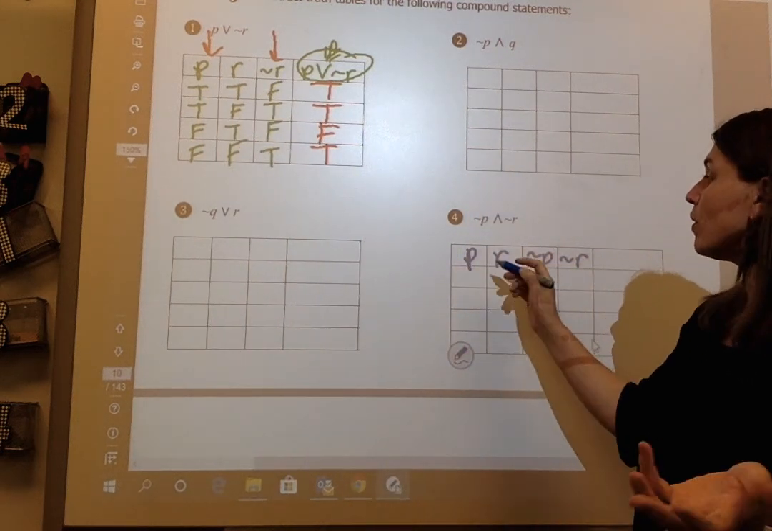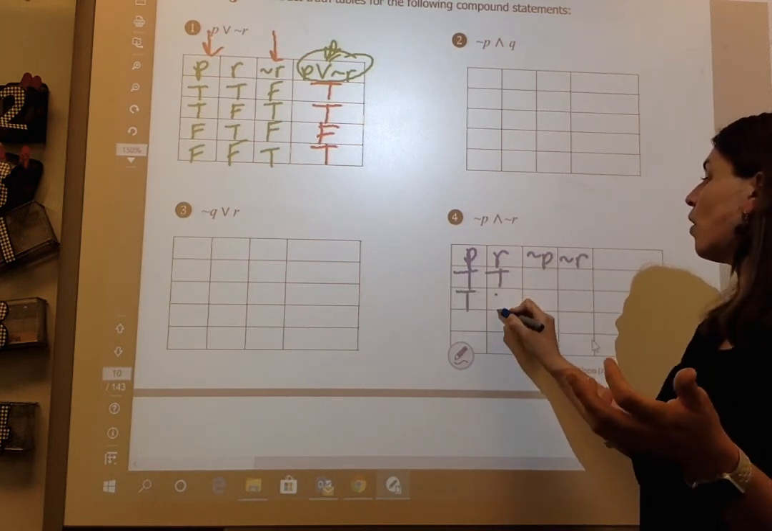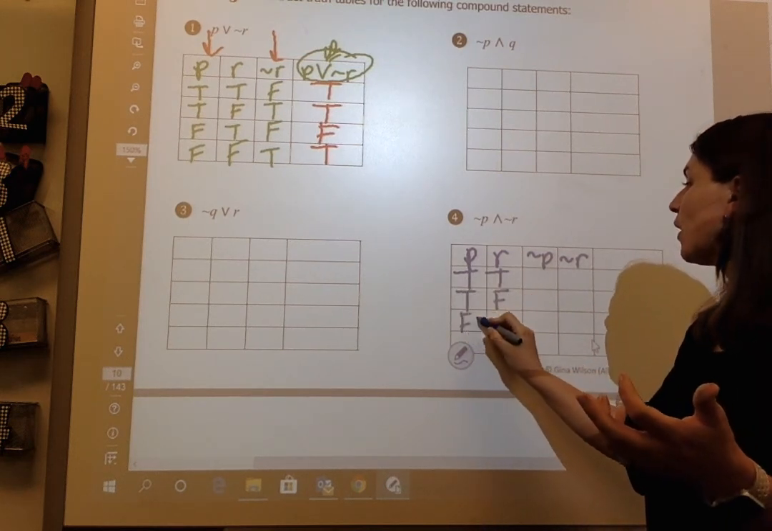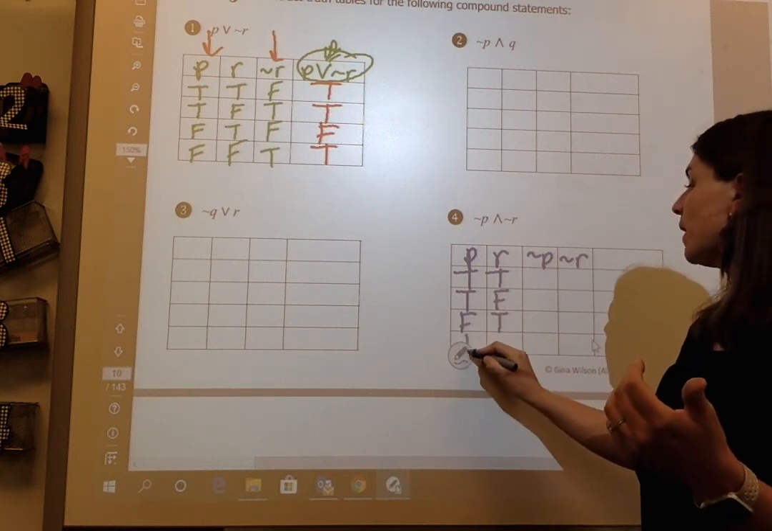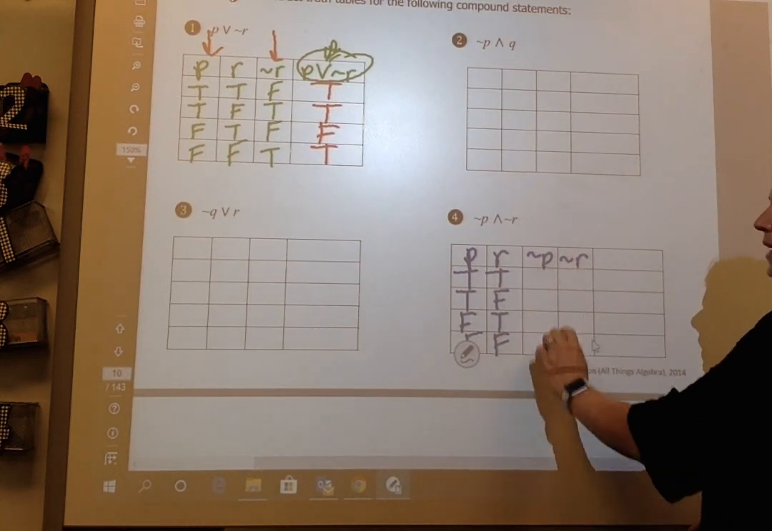So in my original statement, if P is true, R could be true. If P is true, R could be false. If P is false, R could be true. And if P is false, then R could be false as well. Right? Now I'm going to negate everything.